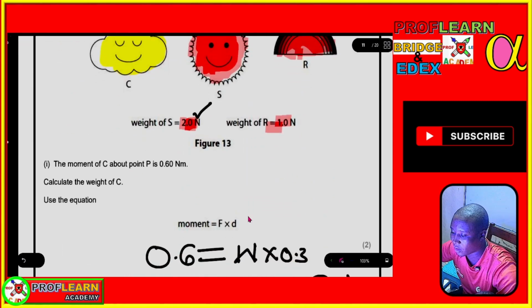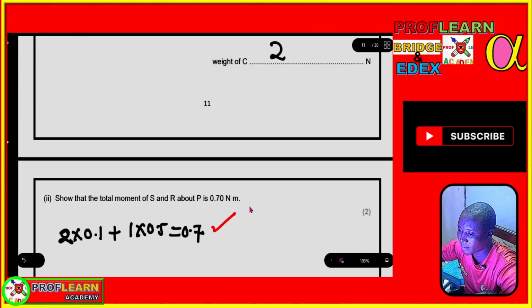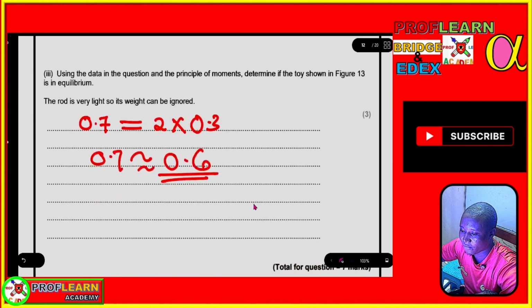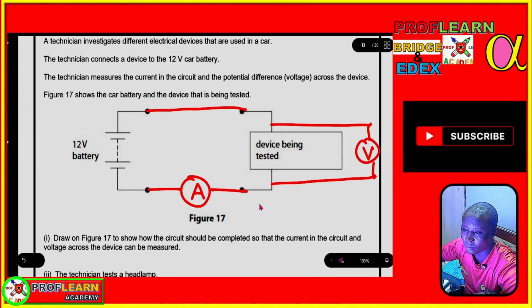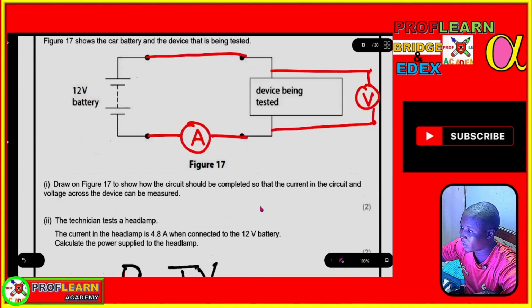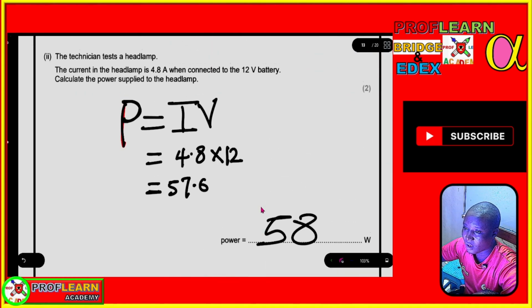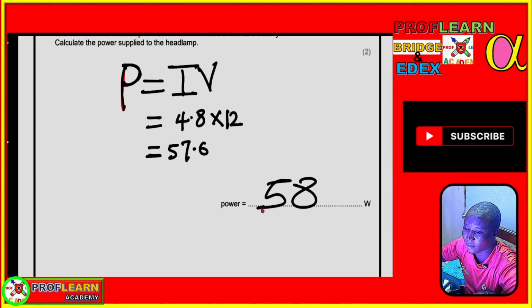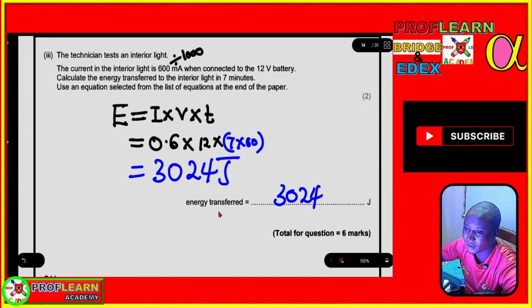Still, this is the question on moments. Already we have worked out a question to do with moments. I feel that we need to move to electricity. Also, we have worked a question on that. And power is current times voltage. You have to remember that.